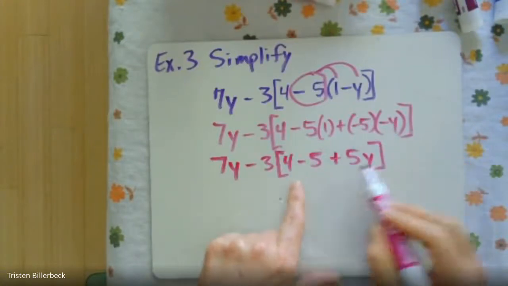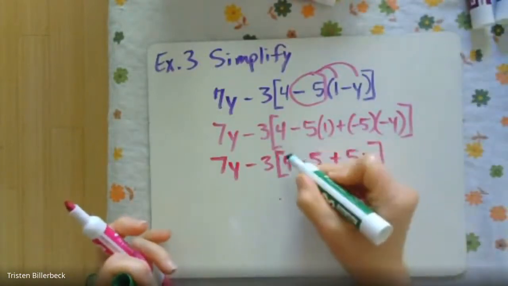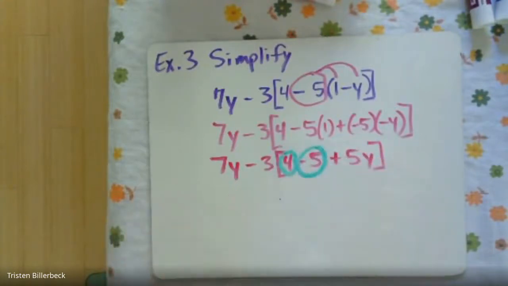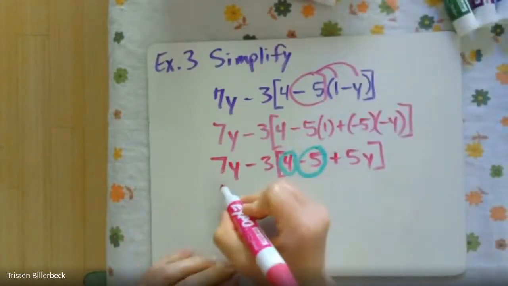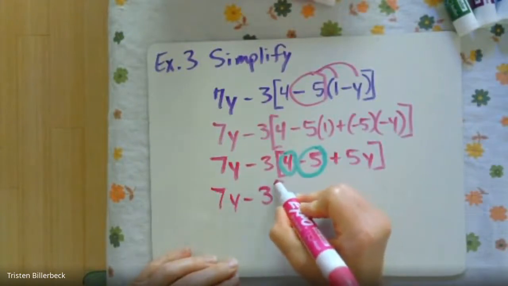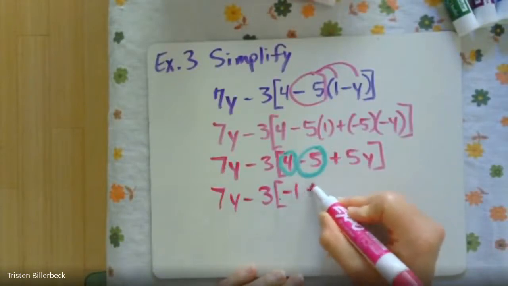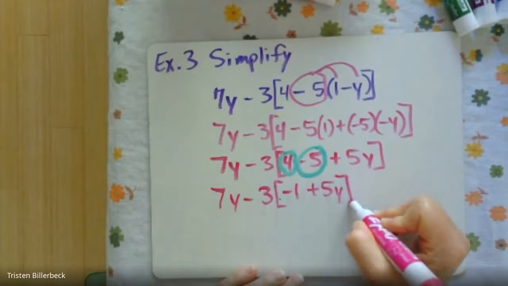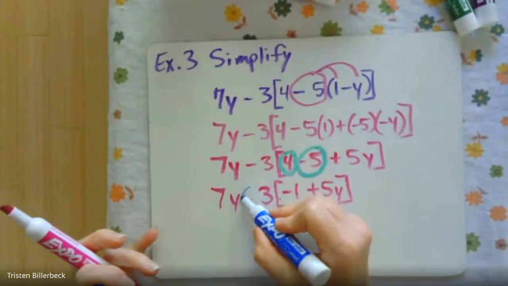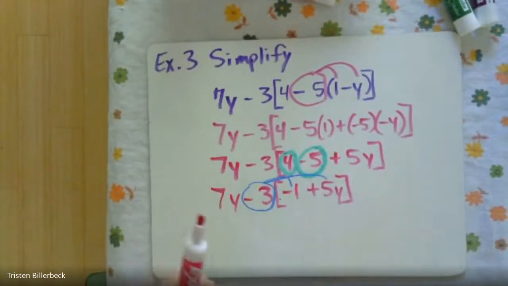So now we do the parentheses. These two are like terms. This is alike, and this one's alike. So we combine those two. So we have 7y minus 3, and 4 minus 5 is negative 1 plus 5y. Now we distribute. Okay, so we have this to distribute. So we distribute that there and to there.